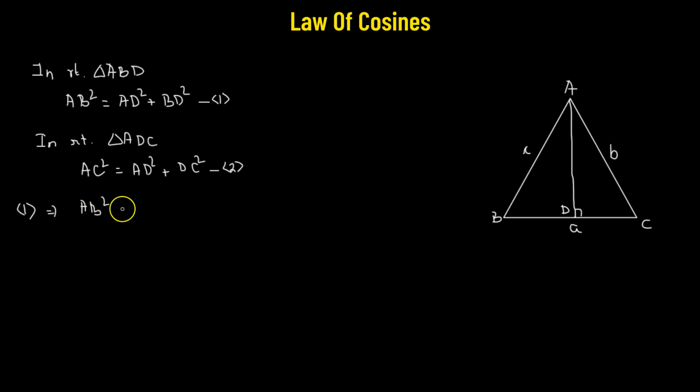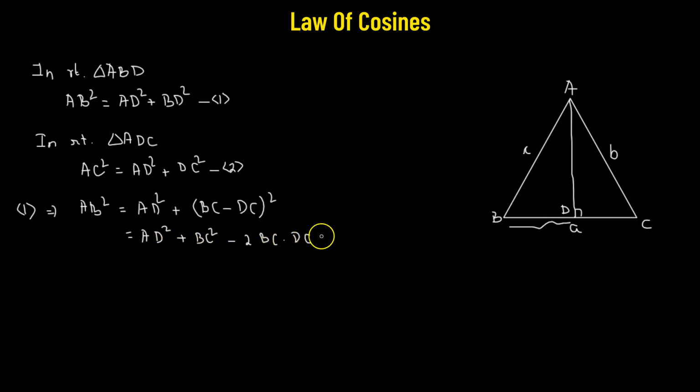So we have AB squared equals AD squared plus BD squared. Now here we have BD squared. So BD is this length. Now what we'll do, instead of using BD, we can also represent BD as the entire length BC from which we subtract DC. So we have (BC minus DC) whole squared. And now let's expand the second term. So we have AD squared added to BC squared minus 2 times BC times DC added to DC squared.